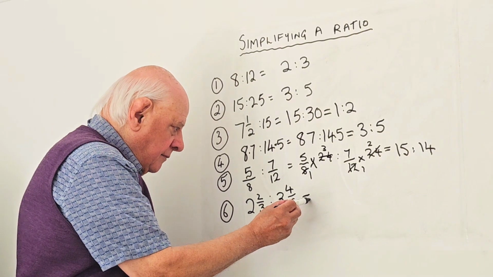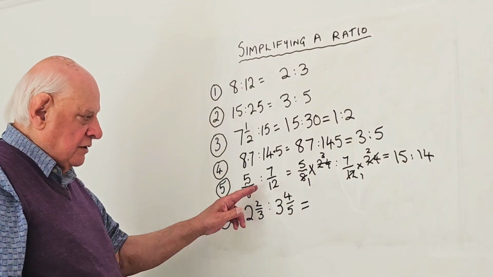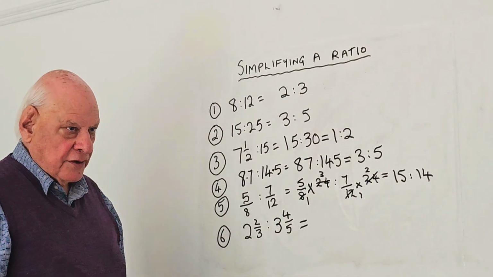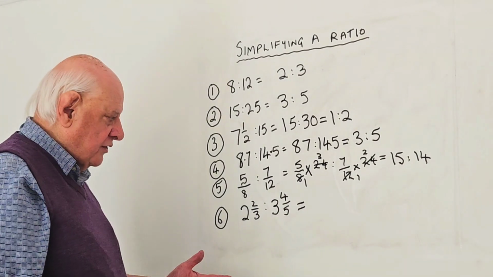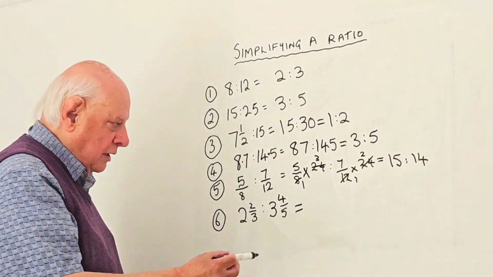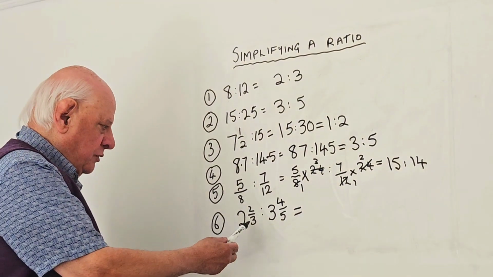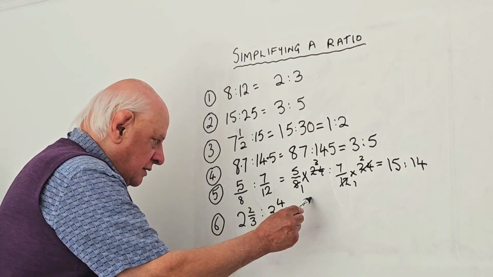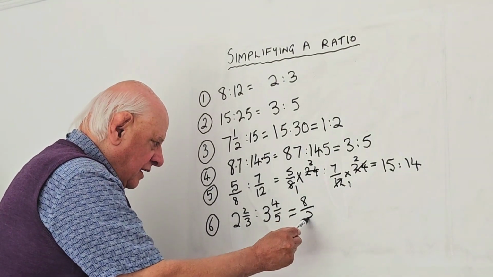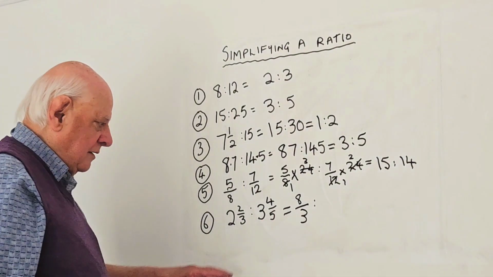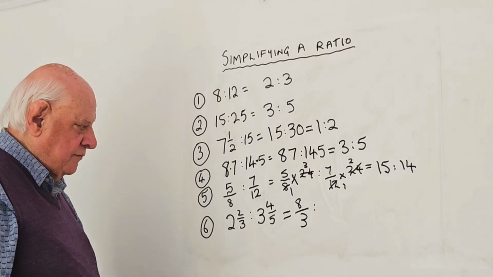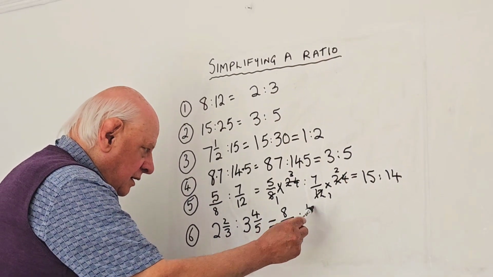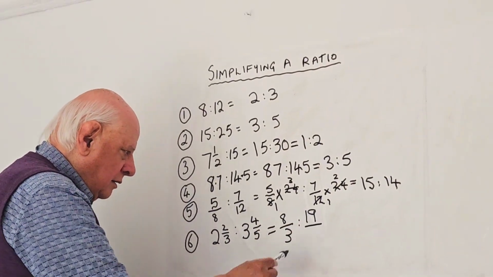This last one here is done in a similar way to this, but first we've got to change these into improper fractions, or what some people call top-heavy fractions. And you should know how to do this, I hope. What we do is times 2 by 3, which is 6, and add on the 2. So that is the same as 8 upon 3. And 3 and 4/5: well, 3 fives is 15, plus 4 is 19 over 5.